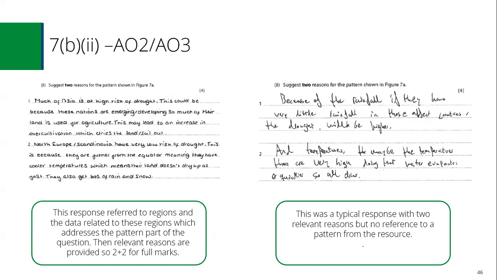The second one was a typical response with 2 relevant reasons, but no reference to a pattern. So in this case, because of the rainfall, they have very little rainfall in those affected countries, the droughts. So you can see they're not really telling us where, so that pattern isn't shown. They're just giving a vague reason as to why it might be the case. And therefore, it only got 2 marks.